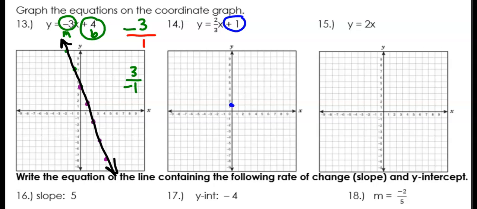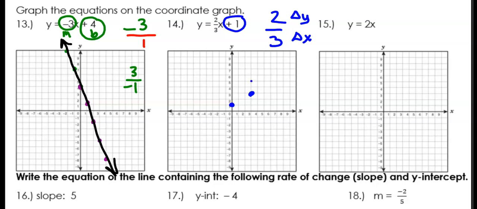Graph your first point at +1. The slope is 2/3. So the change along the y-axis is +2. The change along the x-axis is +3. 1, 2, 3. Draw a point.